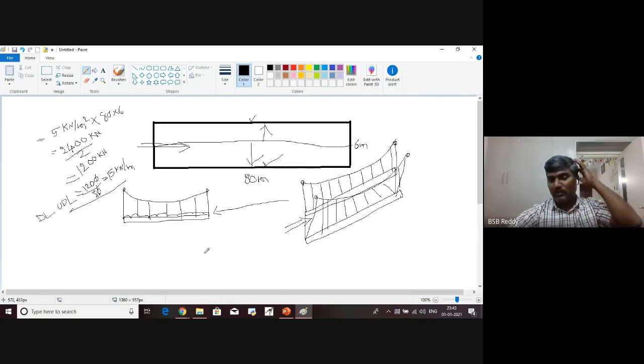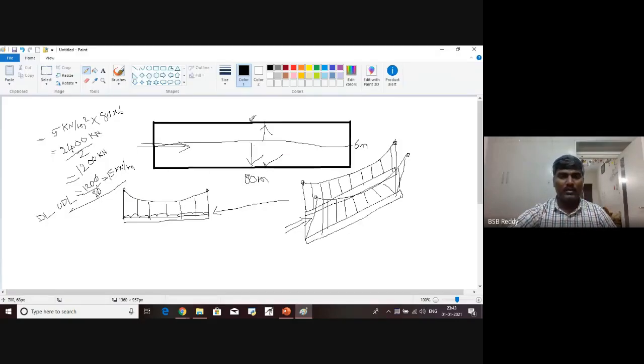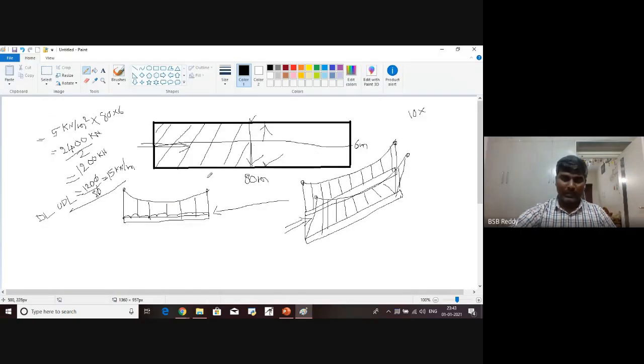Now, live load is also given. What is the value? 10 kilonewton per meter square, which covers the left half of the span. Left half of the span means this is the area over which live load is acting. This is the area. So now to calculate the live load value, 10 is the value, kilonewton per meter square, which covers the left half of the span. Right. So what is the area, the total area?